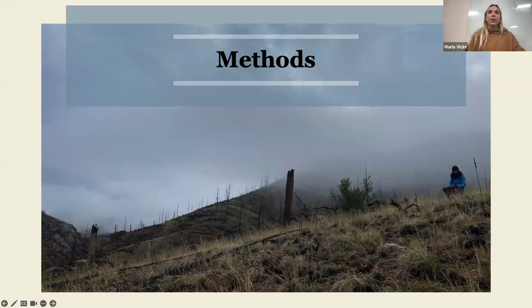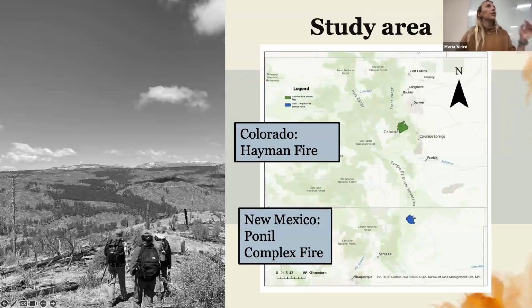Moving into the methods, I'll first discuss the fires and where we studied and the number of sites that we established. So here's just an image showing our overall study area with both the Hayman fire and the Poniel complex fire. So both fires burned through ponderosa pine and mixed conifer forests, along with some pinyon juniper for the New Mexico fire and some higher elevation forest types for the Hayman fire.